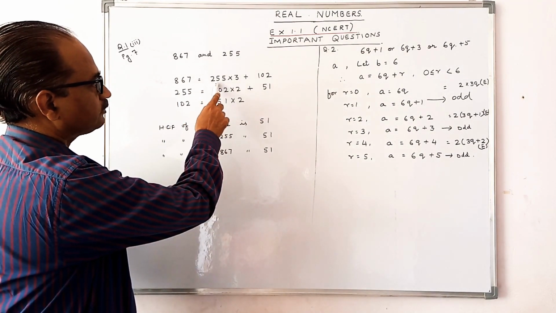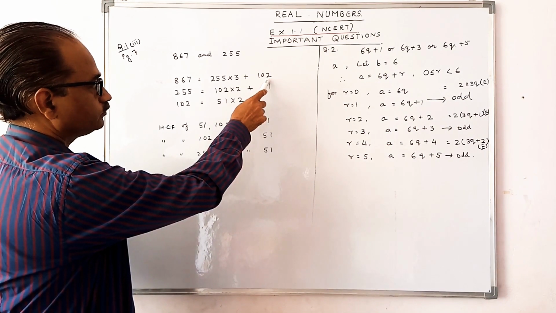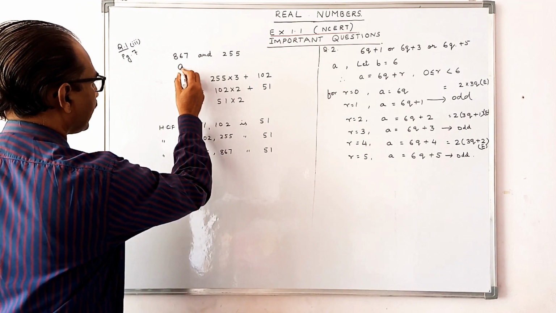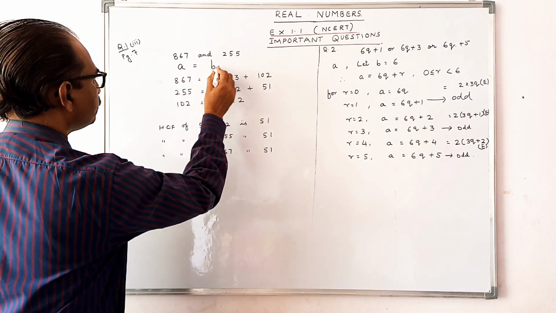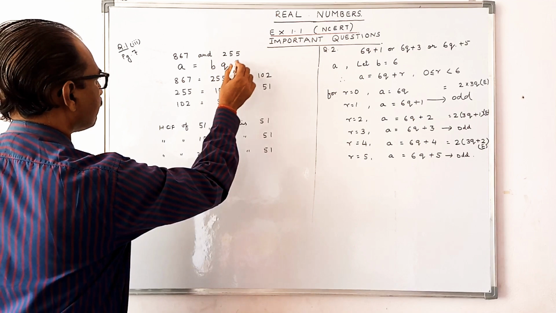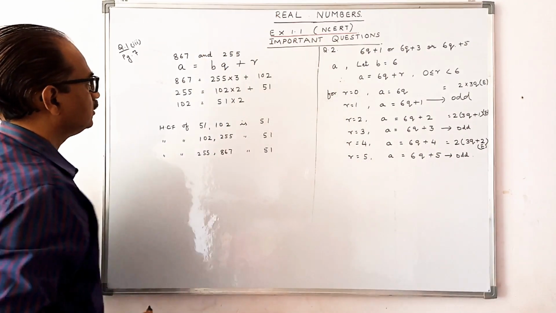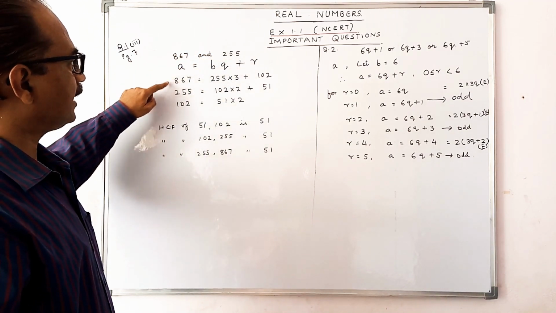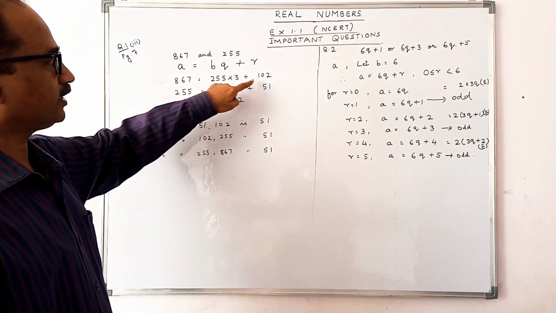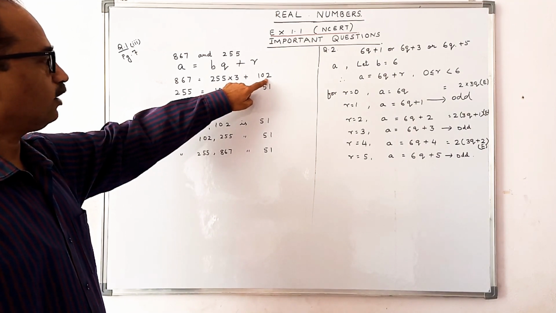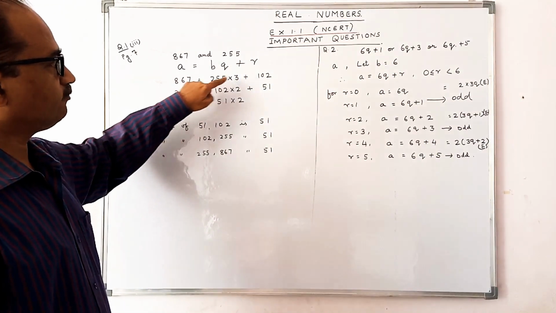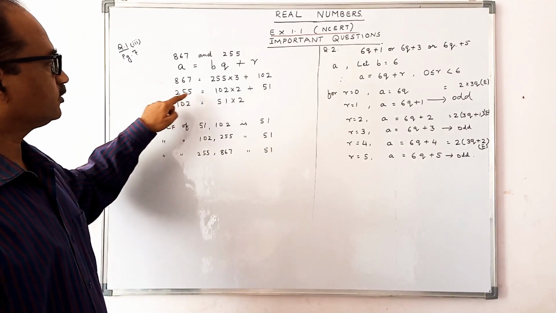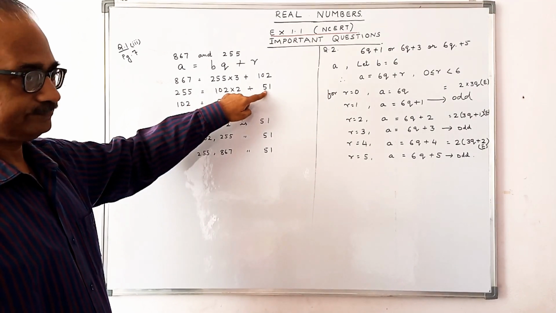867 is equal to 255 into 3 plus 102. Because according to Euclid's division lemma, a is equal to bq plus r. Now a is equal to 867 and b is 255. So 867 is equal to 255 into 3 plus 102. Now we are going to divide 255 by 102. 255 is equal to 102 into 2 plus 51.